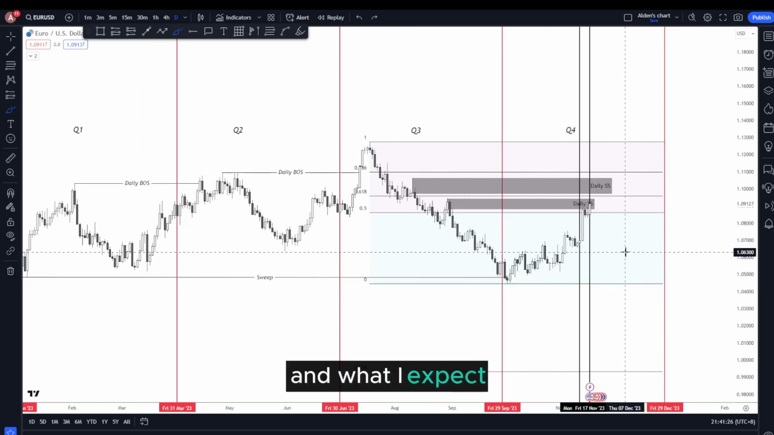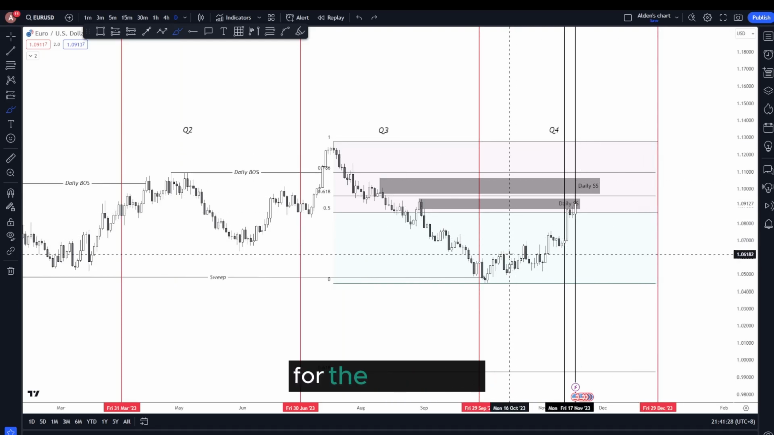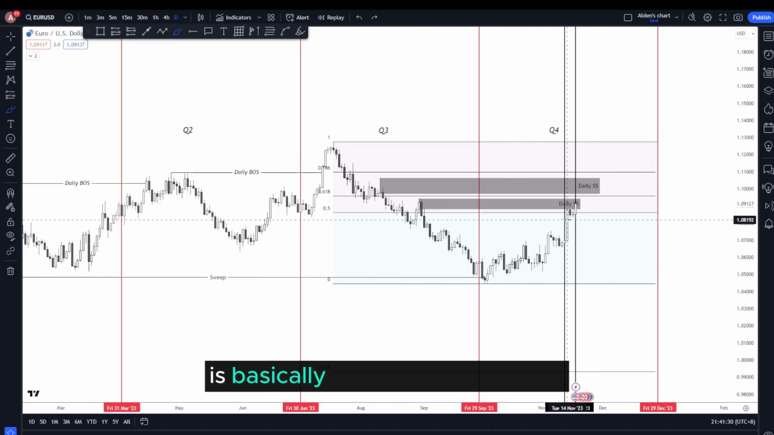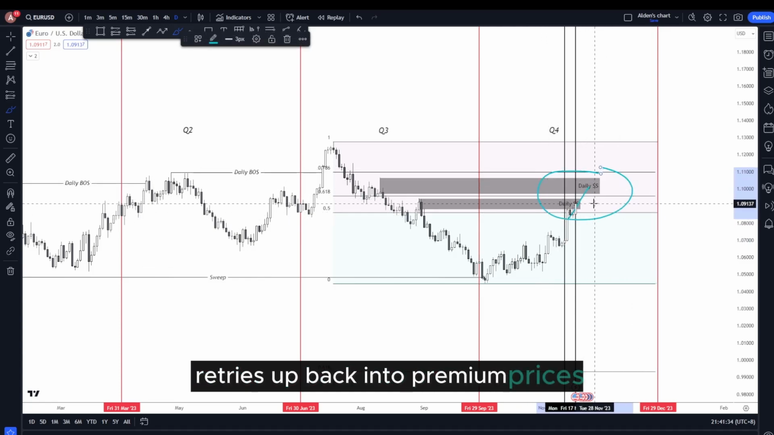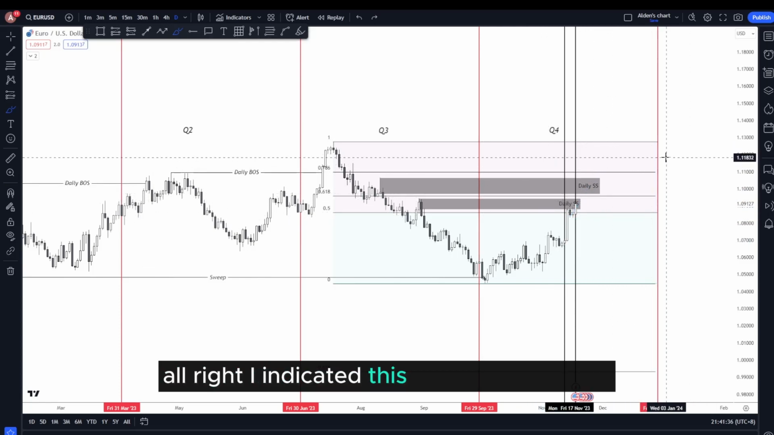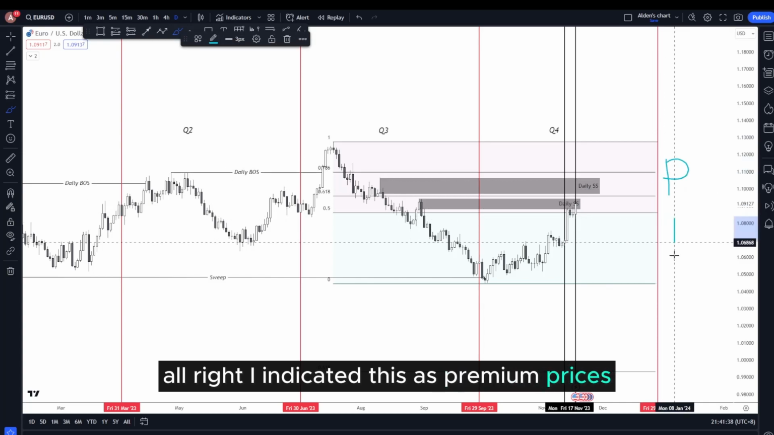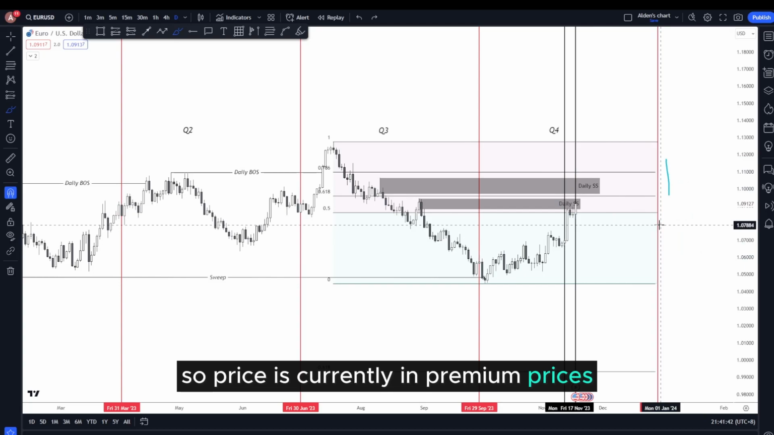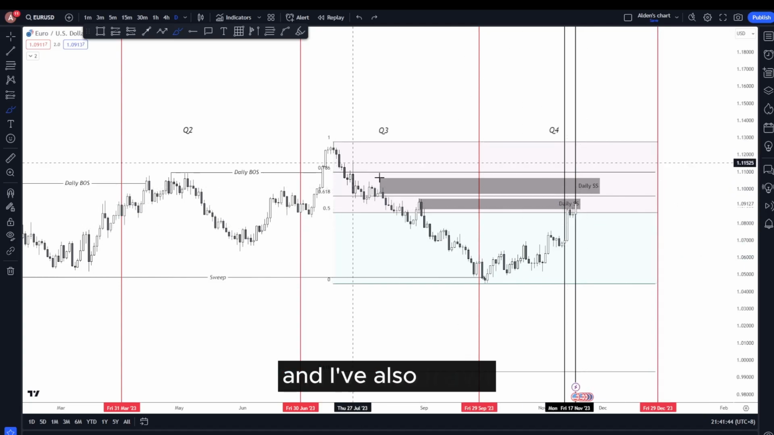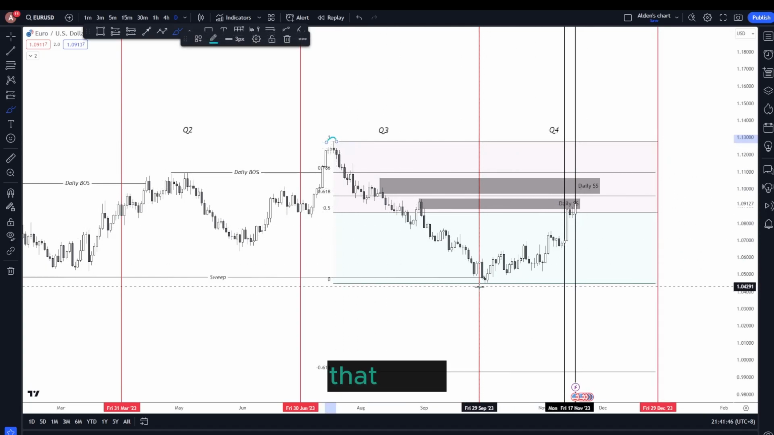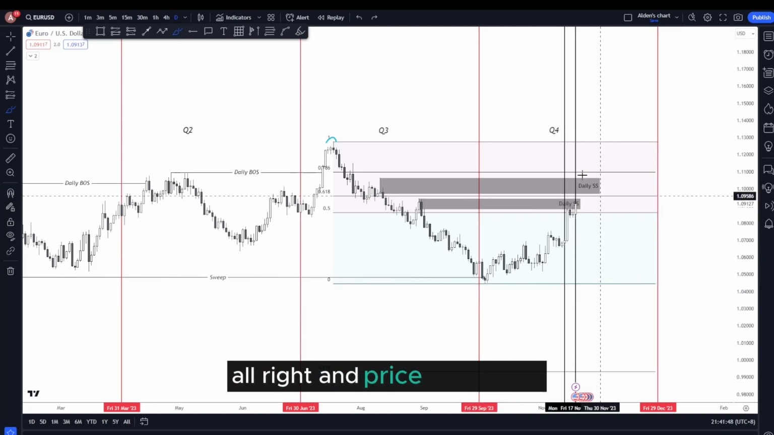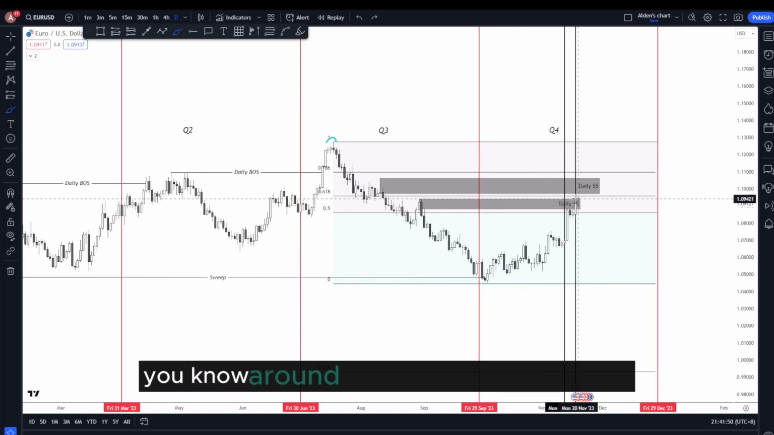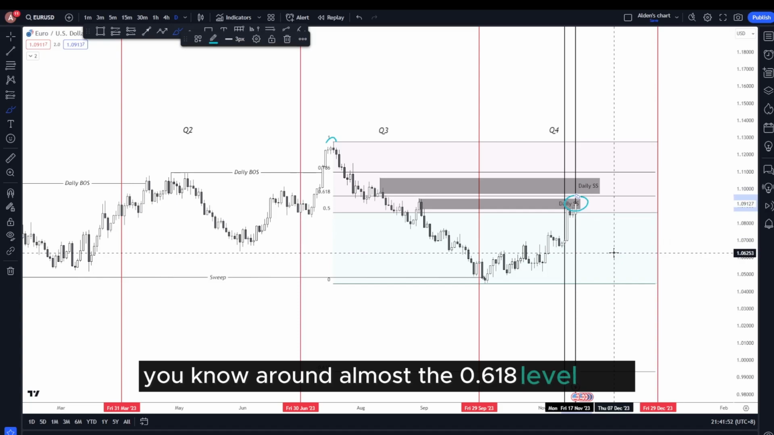And what I expect, at least for the rest of Q4, is for price to retrace back up into premium prices. I've indicated this as premium prices, and this will be discount. So price is currently in premium prices. I've also drawn the Fibonacci level from this high to this low, and price is at almost the 0.618 level.